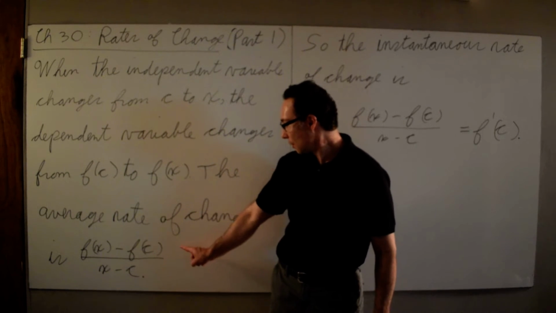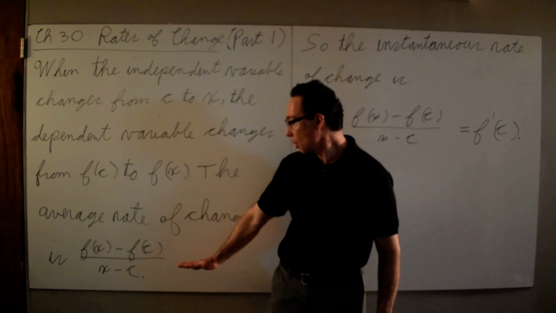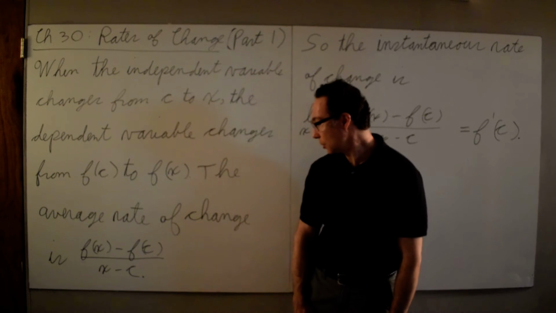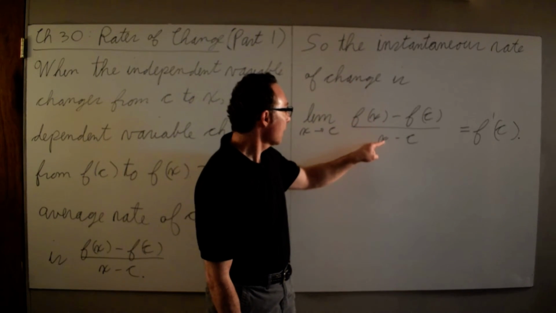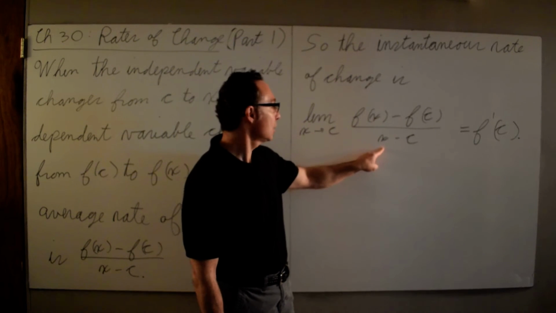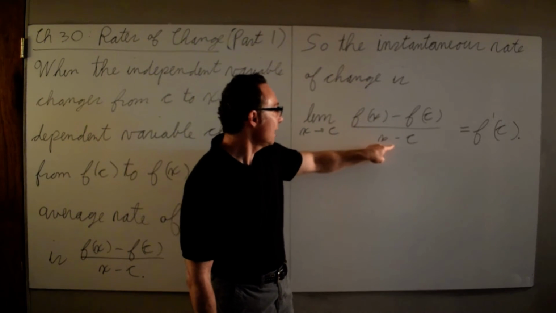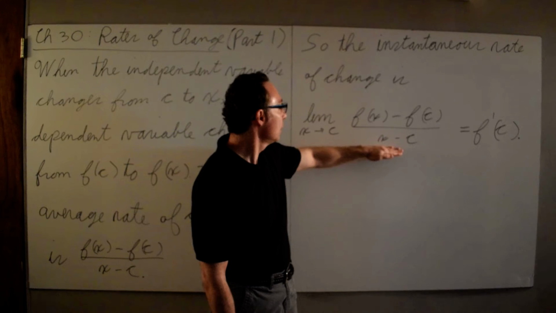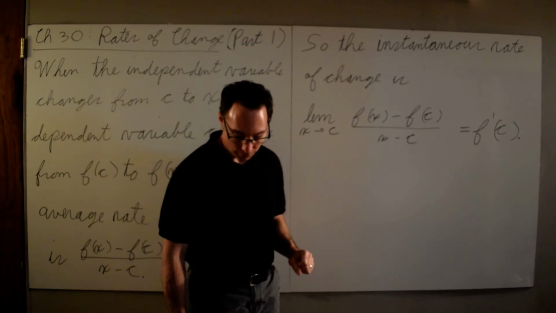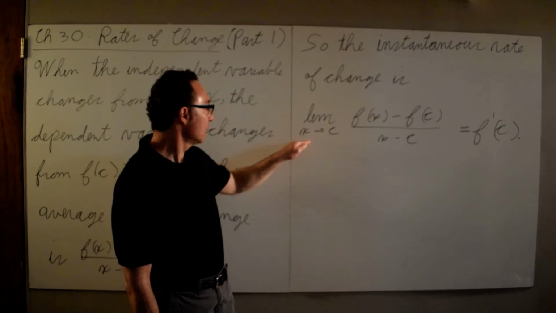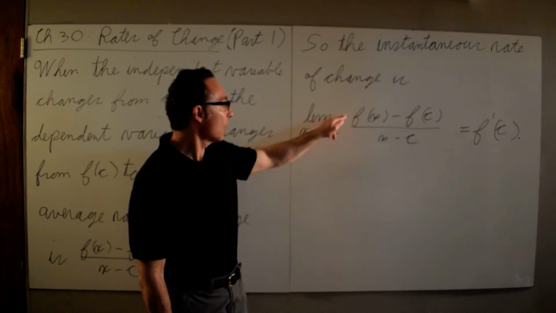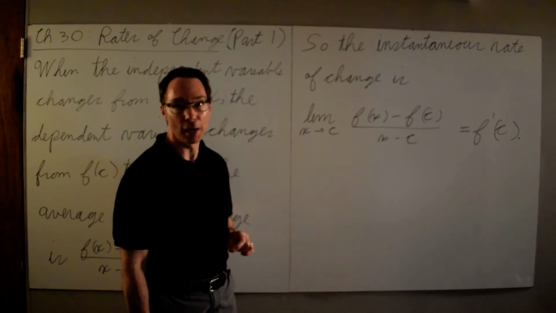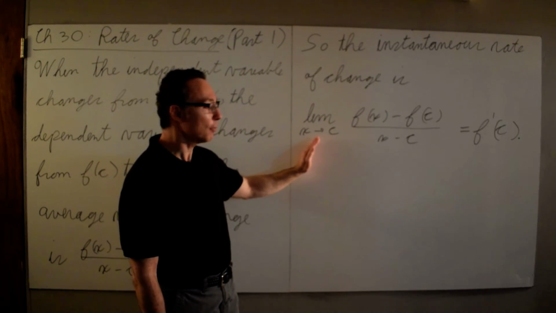So what do we do? We do a similar thing that we did for slope. We'll take better and better averages. So we'll look at what happens as x gets closer and closer to c, but isn't allowed to actually be equal to c, because then we would be dividing by 0. So what is our notation for that? It's the limit. So we take the limit as x approaches c of f of x minus f of c divided by x minus c. We take better and better averages.